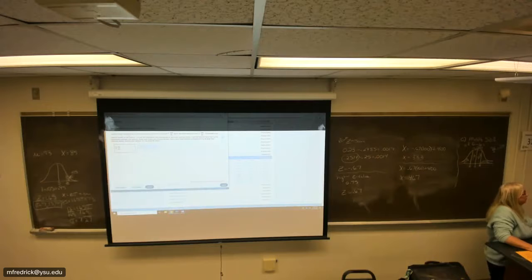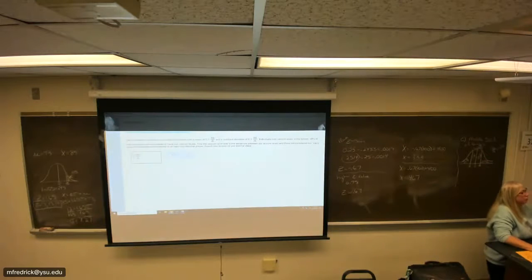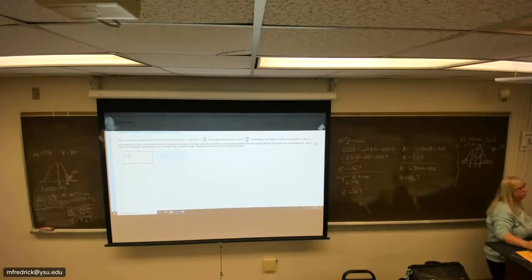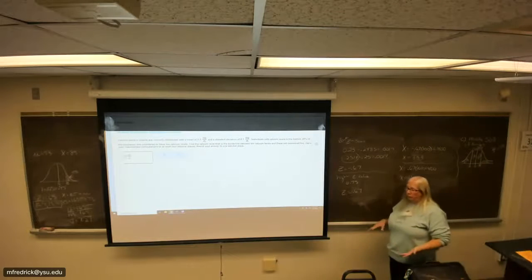Calcium levels in people are normally distributed with a mean of 9.5 and a standard deviation of 0.3. Individuals with calcium levels in the bottom 10% of the population are considered to have low calcium levels. Find the calcium level that is the borderline between low calcium and normal, and carry out your computations. But the bottom 10%. So first you would make a curve showing the bottom 10%.